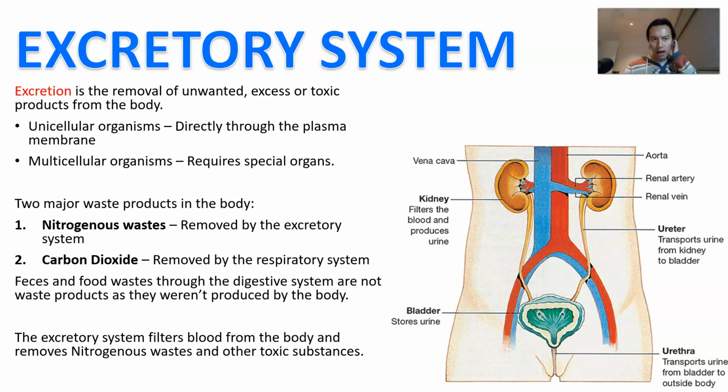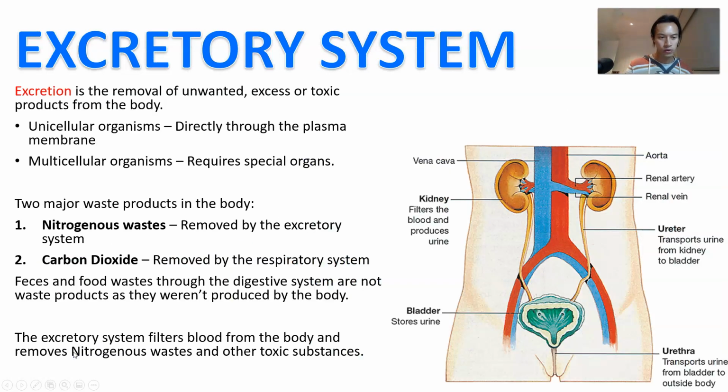Okay. A lot of people make the mistake of thinking that poop and feces and food waste through the digestive system are a form of excretion. They're actually not. It is kind of a waste product of the body, but the thing is that these feces and these waste products, they're not actually produced by the body, right? They're taken into the body through the digestive system, and then all the nutrients get absorbed, and then what's remaining gets pooped out. So they're actually not considered part of the excretory system, or an excretory process, okay.